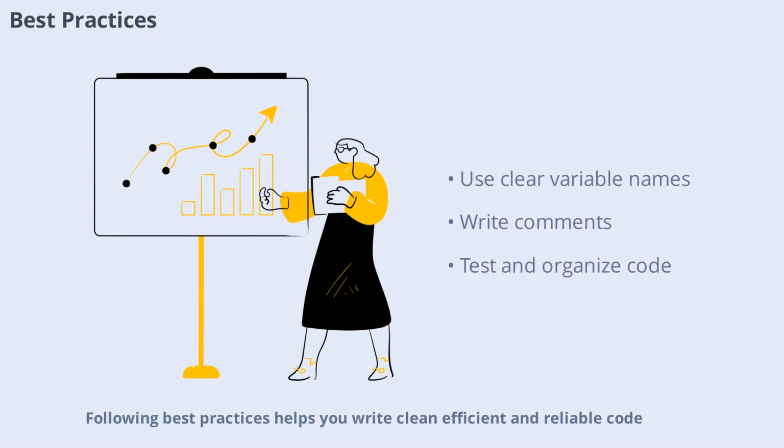Following best practices helps you write clean, efficient, and reliable code. This includes using meaningful variable names, writing clear comments, keeping your code organized, and testing regularly. Good habits make programming easier and help you avoid common mistakes as your projects grow.